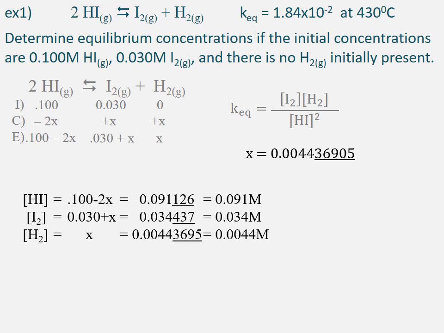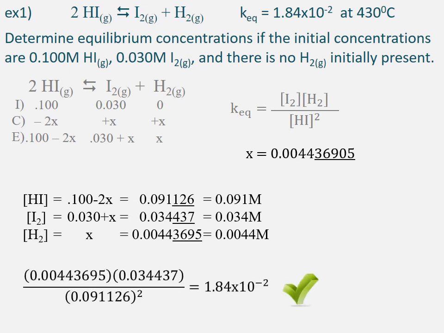Now, to check, I will take these numbers pre-rounded and stick them back into the Keq expression. And when I run it through my calculator, I get 1.84 times 10 to the negative 2, which is my original Keq value, which means I've done everything correctly.